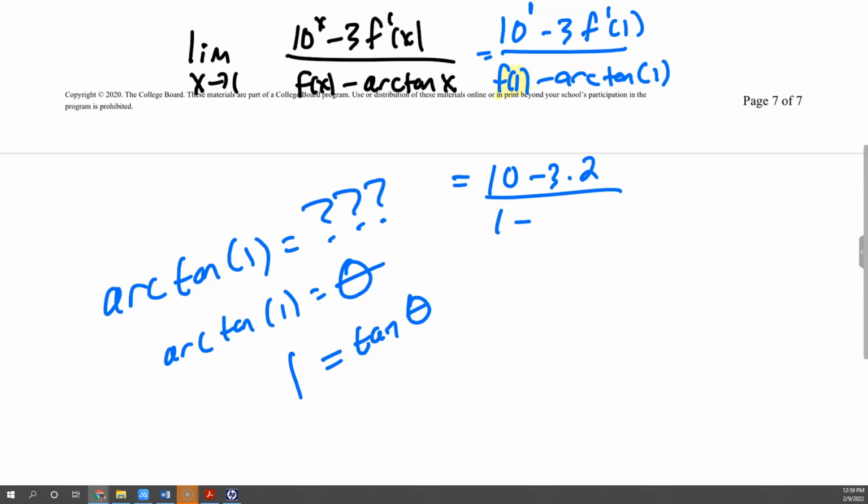And then you go 1 over 2, 2 over 2, 3 over 2, and 1 over root 3, 1, root 3. So the inverse tangent of 1 is asking at what angle does tangent equal 1? Pi over 4. So the arctangent of 1 is pi over 4. So this is 10 over 1 minus pi over 4.